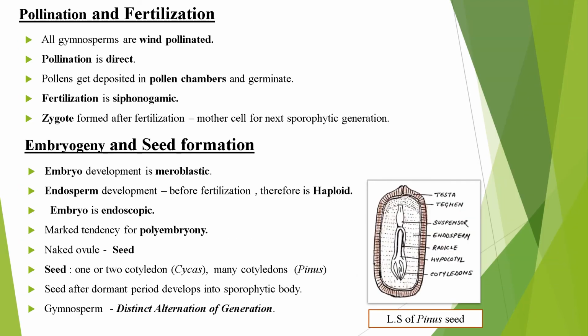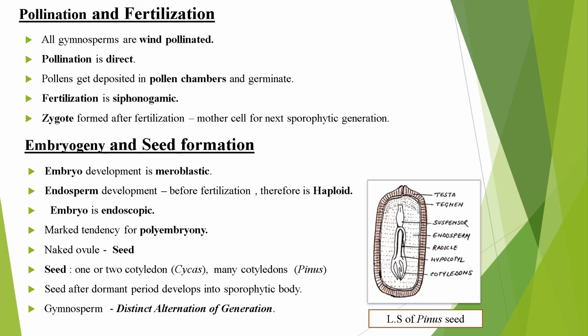Pollination and fertilization. All gymnosperms are wind pollinated, and pollination is direct. That means pollen grains come in direct contact with the ovule. Pollen get deposited in pollen chambers. There they start germinating. Thus we can say fertilization is siphonogamic, that means through pollen tube germination. After fertilization, diploid zygote is formed, which represents the first cell of next sporophytic generation.